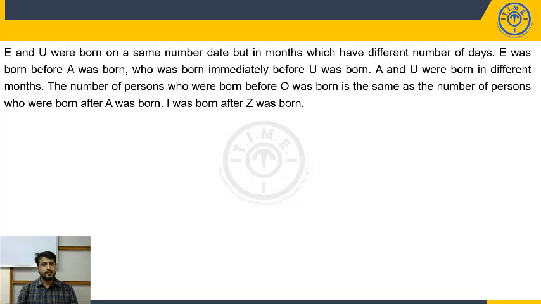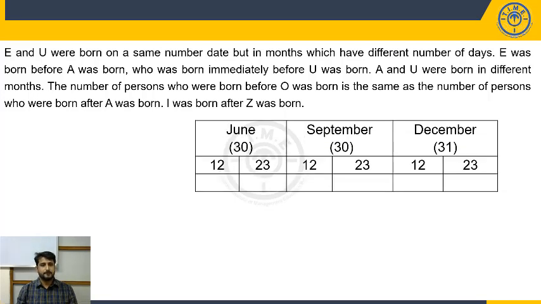Okay. What is the basic structure for this kind of questions? Months and dates combination. This one. Okay. Now what is given here? E and U were born on the same number date. Date is same, but in the months which have different number of days. So different number of days months combinations are June, December and September, December. These two combinations. It cannot be June and September.